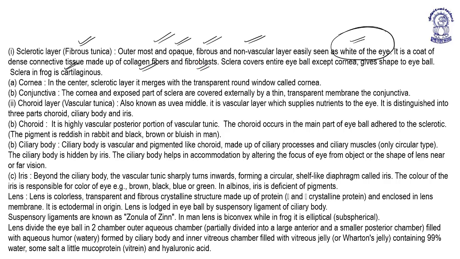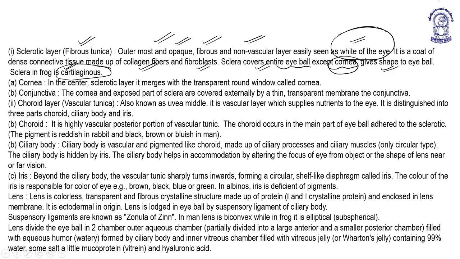So the sclerotic layer or fibrous tunica is the outermost part, which is opaque and non-vascular. It can be easily identified as the white part of the eye. It is a coat of dense connective tissue made up of collagen fibers and fibroblasts. Except for the cornea, sclera covers the entire eyeball. It gives shape to the eyeball. Very important: in the frog, the sclera is cartilaginous. It protects and maintains the shape of the eyeball.